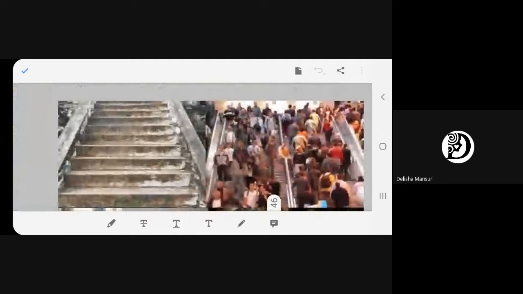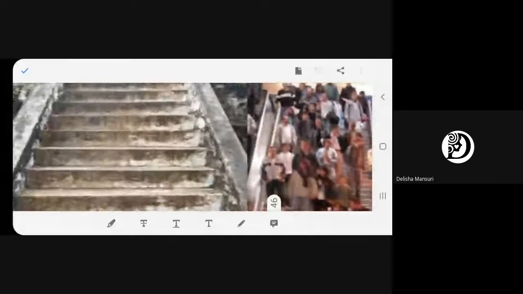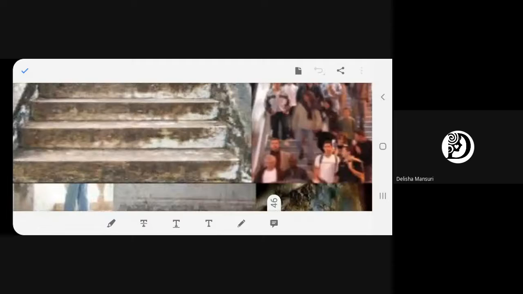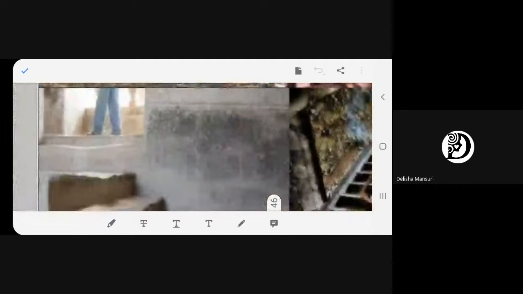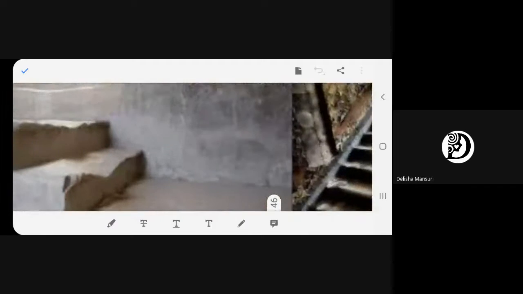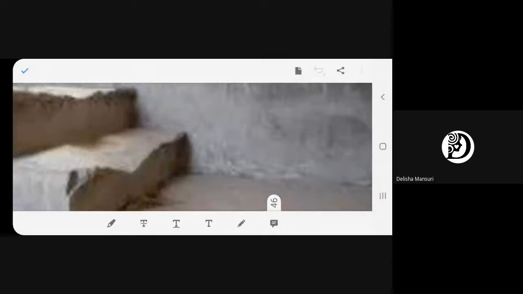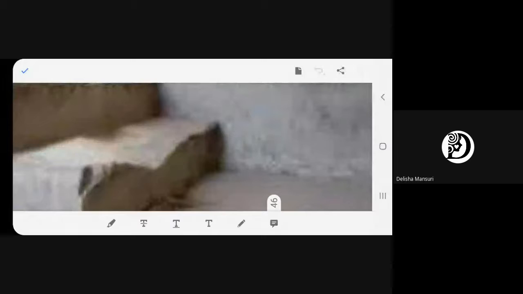I'll show you more. You can see over here better. This is how it looks like after a long time. See, now this is what I want to show you. Can you see this? There's a dent. It's not flat. So this is what I wanted to tell you. This is what happens when you keep on using the step, years after years. This is what happens due to friction.